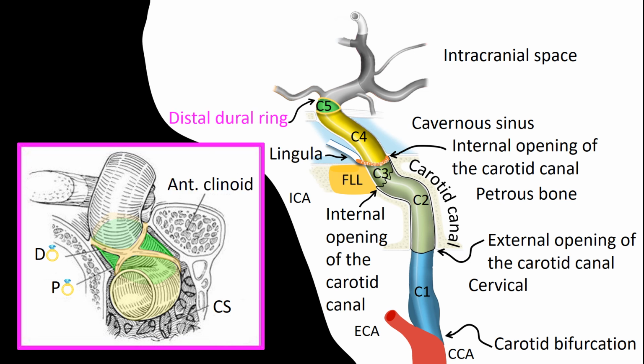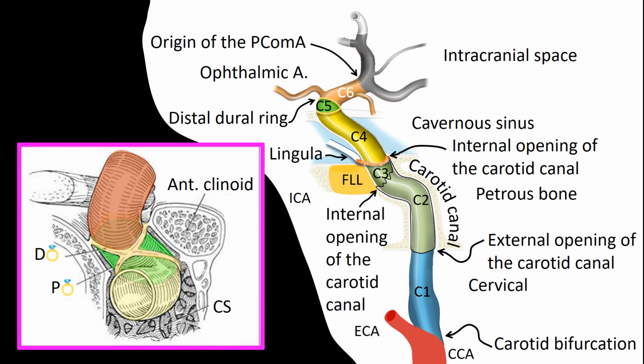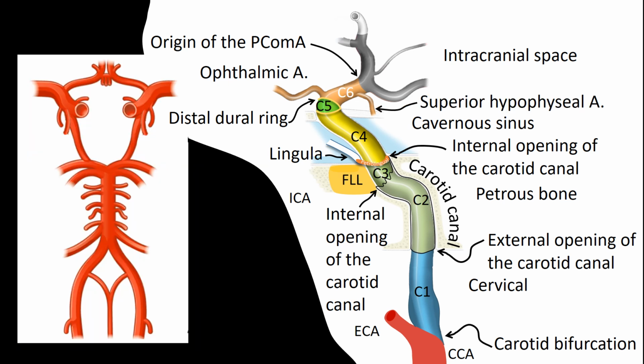The segment above, from the distal dural ring to the origin of the posterior communicating artery, which I have colored brown in both figures, is designated the C6 supraclinoid or ophthalmic segment. From it arises the ophthalmic artery, the first significant intracranial branch of the internal carotid artery, and the superior hypophyseal artery. I have now added a new lateral figure. It displays a representation of the base of the brain vessels. This is the carotid artery viewed from below, the ophthalmic artery and the superior hypophyseal artery.